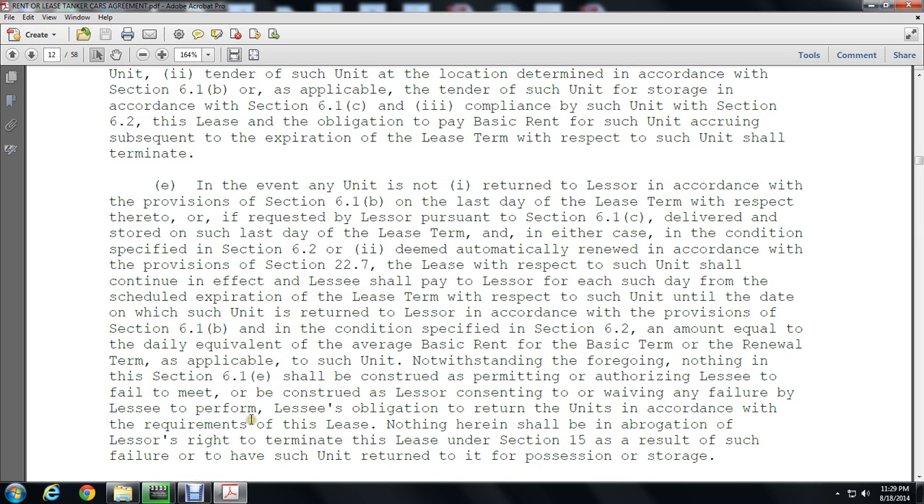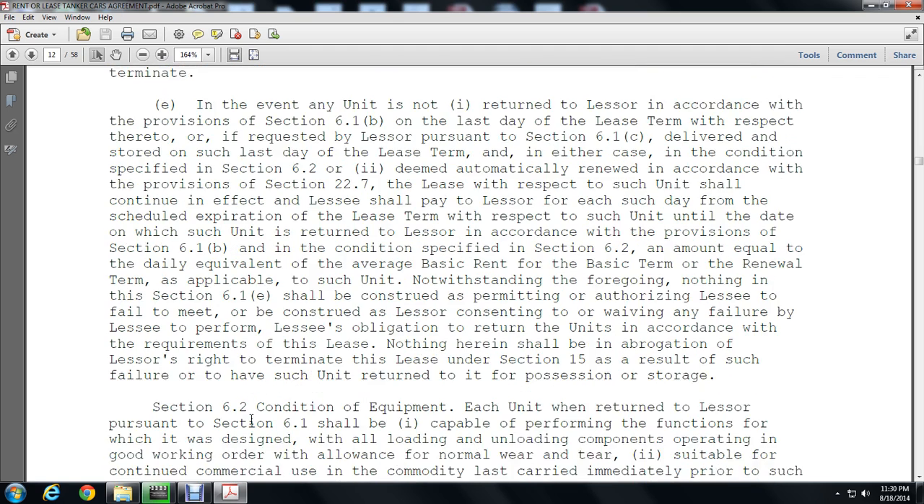Nothing herein shall be an abrogation of the lessor's rights to terminate the lease under Section 15 as a result of such a failure to have such a unit returned into its possession or storage.